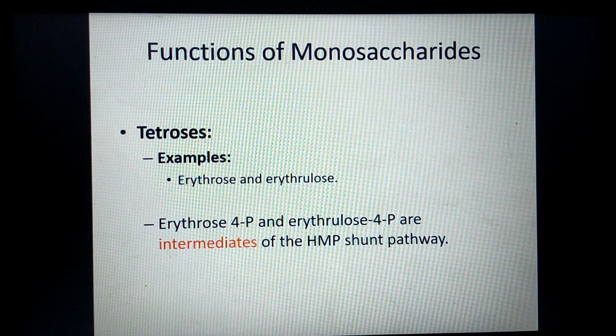Next is tetroses. Examples, erythrose and erythrulose. These are present in the form of erythrose 4-phosphate and erythrulose 4-phosphate. They are intermediates of one of the important pathways, which is called the HMP shunt pathway.